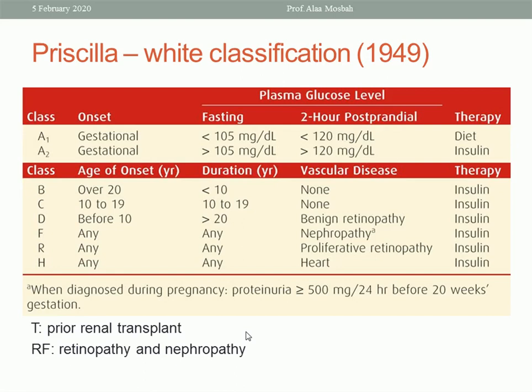diet control. No need for oral hypoglycemic or insulin. While class A2, also gestational diabetes, the fasting blood glucose is more than 105 milligram, and the 2-hour postprandial is more than 120 milligram, and the proper therapy is by insulin.